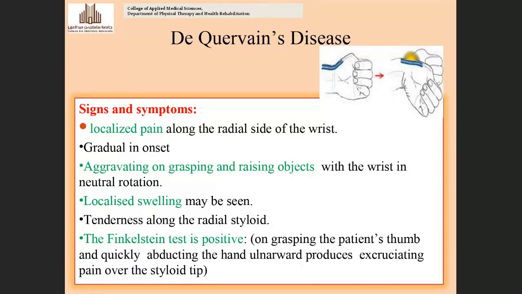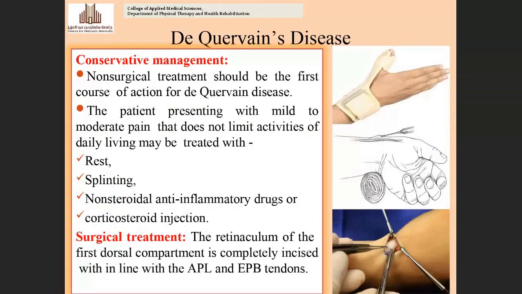You can see there is swelling in the localized region around the wrist and in the tendon region. If you palpate that area, there is tenderness along the radial styloid process. An important test that helps identify de Quervain's disease is the Finkelstein test. How do you do this test? Ask the person to make a fist with the thumb inside the fist and perform ulnar deviation, which produces excruciating pain at the radial styloid process. This shows a positive de Quervain's disease.